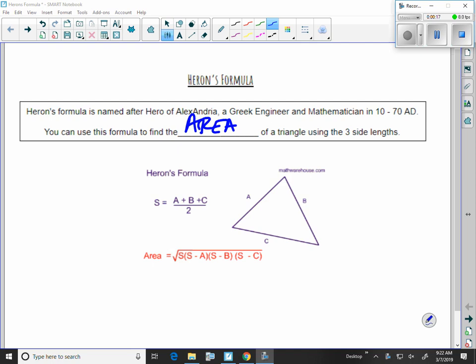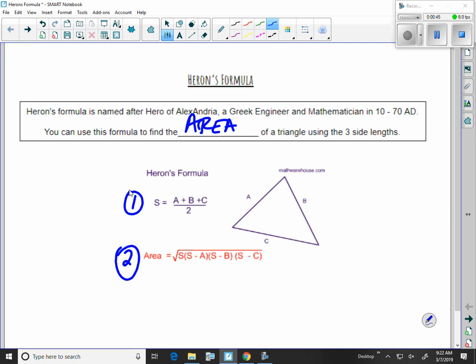There's two steps. The first step is to find the variable s. S is found taking all three sides. So in this case, the sides are a, b, and c. Take all three sides, add them up, and divide it by 2. That'll give you the variable s. Once you have s, then you can put everything into the area formula, which uses s, and it uses your a, b, and c, which is your sides. Okay, we good on that?